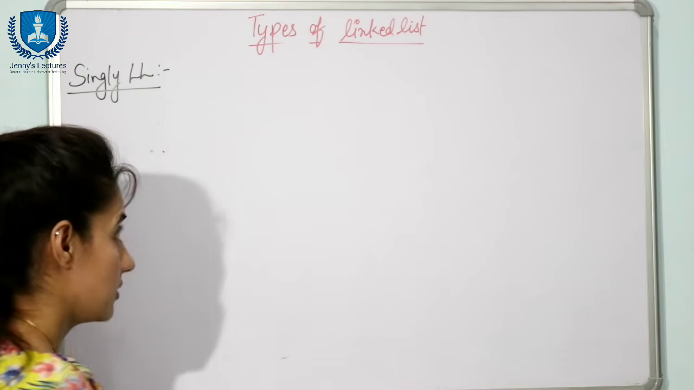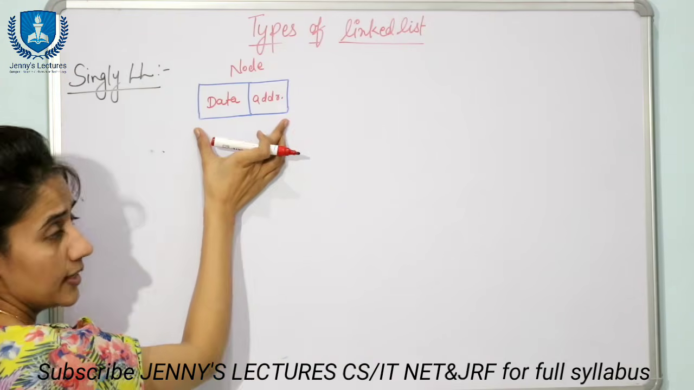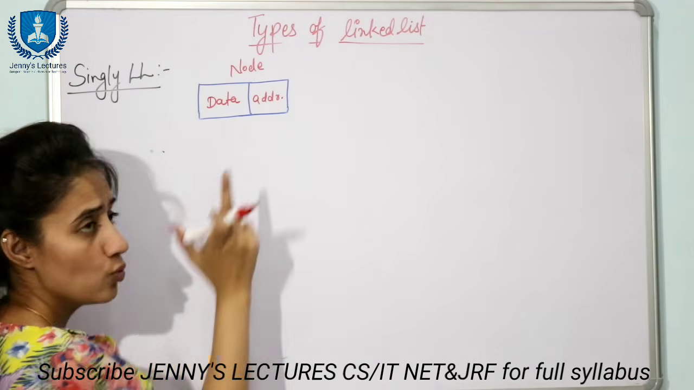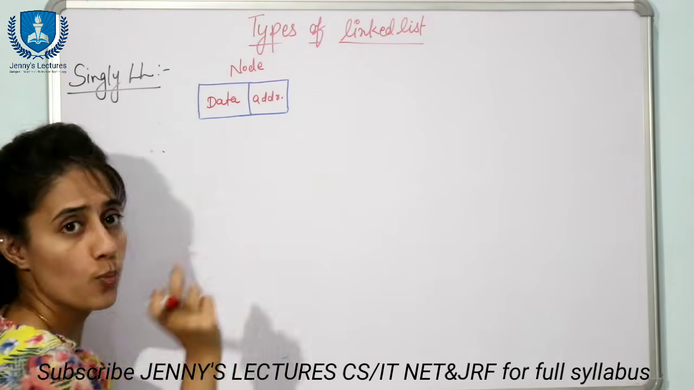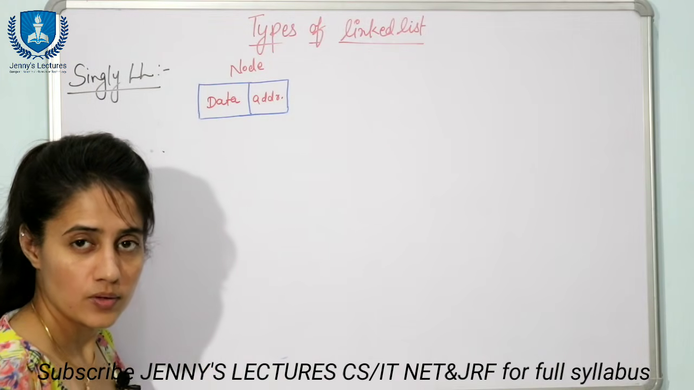right? See, like this. See, this is a node in the singly linked list. It is having 2 parts. This is data part and this one is address part, or you can say this is pointer, right? Pointer to its next node, right?